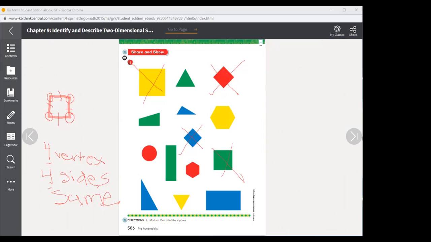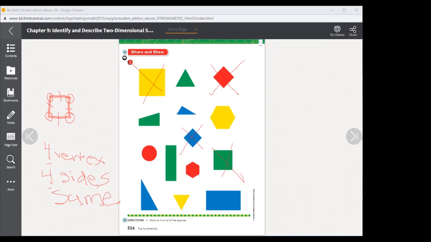Ayla, this blue shape right here, sweetheart, is that one a square? No, right? It has 1, 2, 3 sides and 3 vertex. So no, that doesn't qualify it for a square. Thank you. Desmond, this yellow shape down here, is that a square? Yes or no? No, you are correct. It has 1, 2, 3 sides, 3 vertex. So it is not.